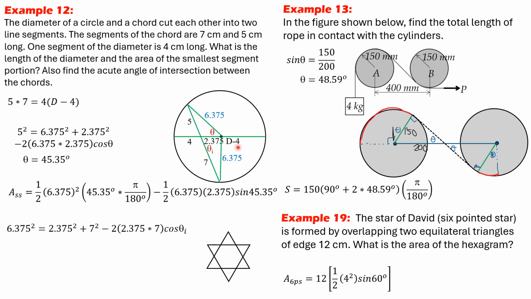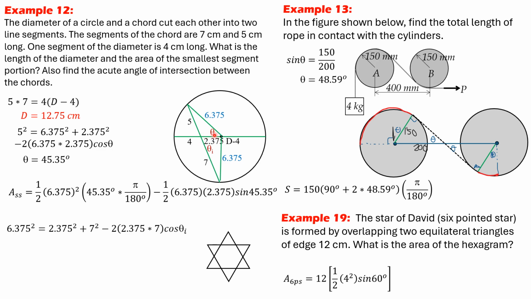By theorem on circles, the product of the segments of one chord is equal to the product of the segments of the other chord. So that is 5 times 7 equals 4 times quantity D minus 4. Solving for D, D is equal to 12.75 cm. So to compute for the smallest area portion, which is this, we must solve for theta first. That's theta. And this smallest portion is area of sector, that sector there, minus area of this triangle.